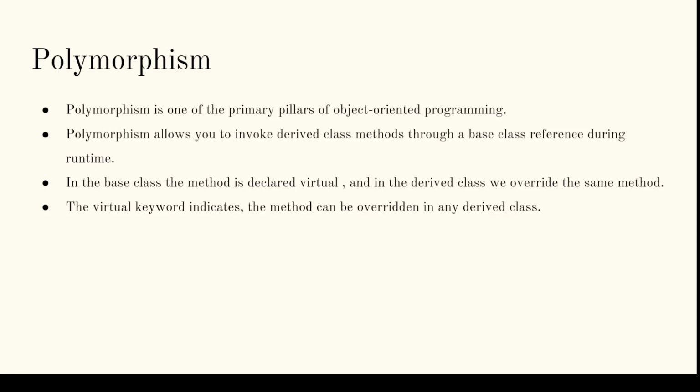In the base class, the method is declared virtual, and in the derived class we override the same method. We have seen that we declared the method print full name as virtual in our parent class, and child classes were able to override that method. The virtual keyword indicates the method can be overridden in a derived class. If you don't use the virtual keyword, in that case it will hide the method.